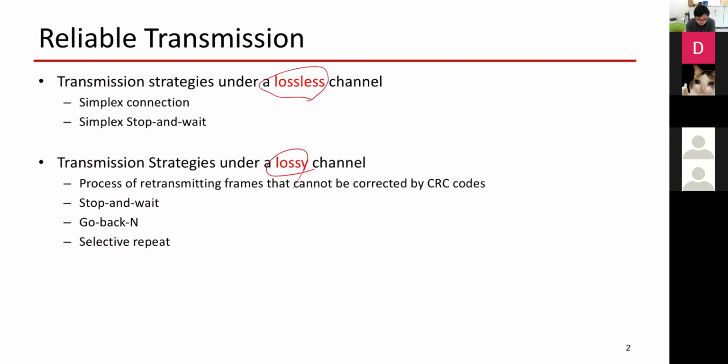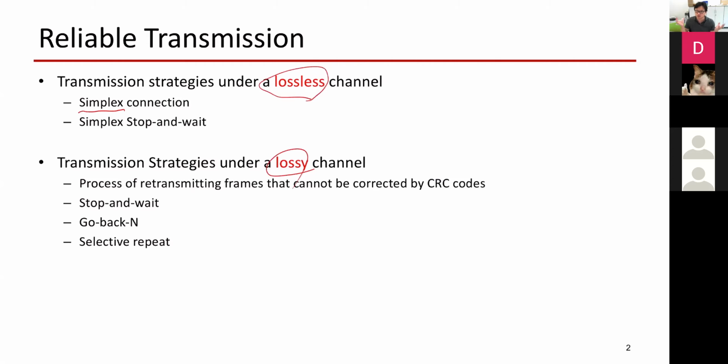One more term is simplex connection. The antonym of simplex is duplex. Simplex is one talking while the other is silent and listening, then the other talks and one listens. One talks, the other is silent; the other talks, one is silent. There's one direction at a time, and we call that simplex. Duplex means while I'm talking, I have the ability to listen.